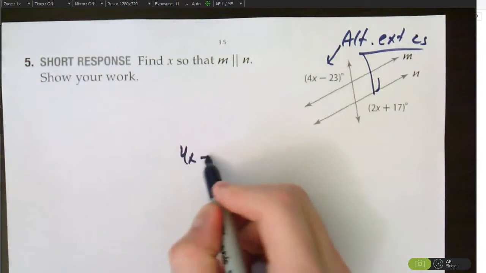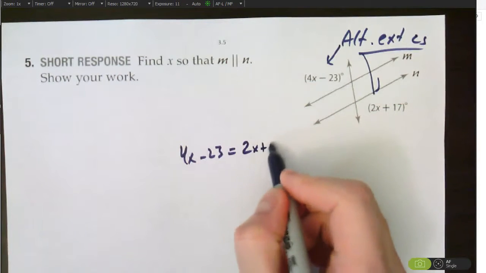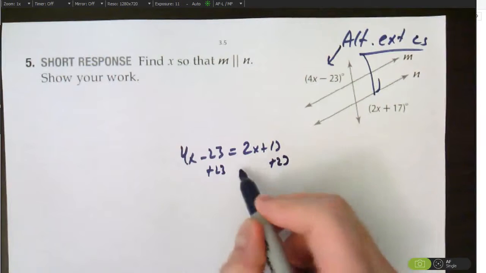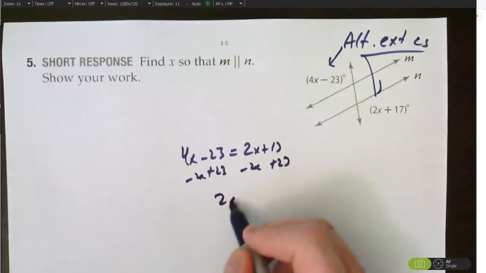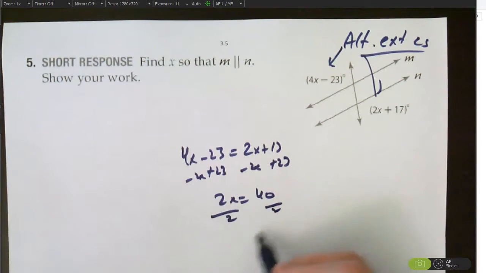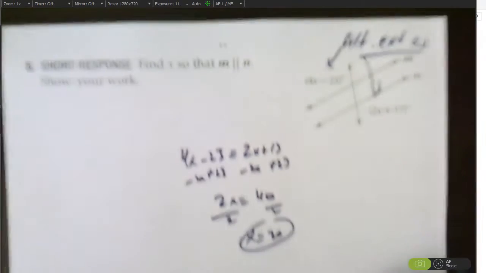So we're just going to set 4x minus 23 equal to 2x plus 17. Add 23, subtract 2x. 2x ends up being 40, divided by 2, X is 20. There we go. X is 20. All right. Next, from the first day homework things we'll do in class then.